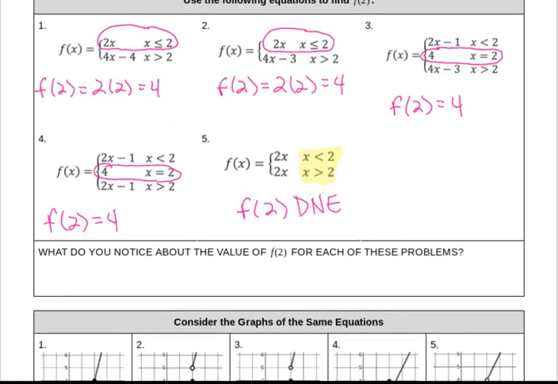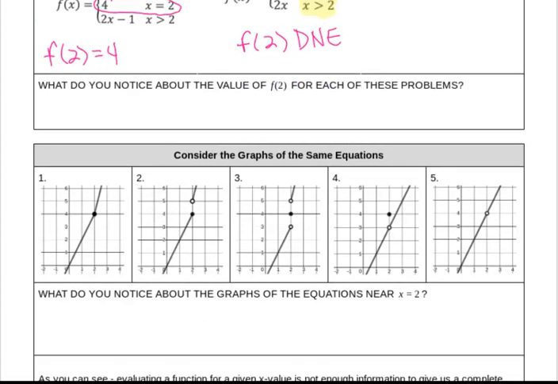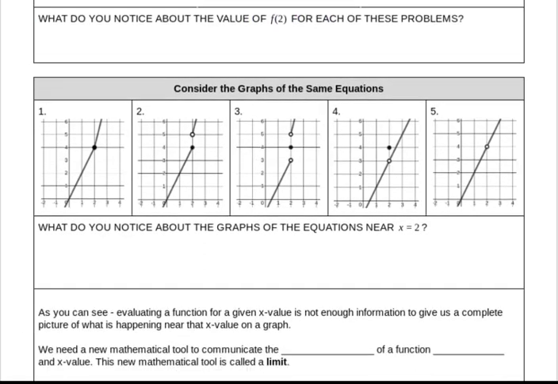So what do we notice? Well, for the first 4, f of 2 is equal to 4. So even though these are all separate piecewise functions and they would look totally different if we were to graph them, we can tell that the function value at 2 is the same for those first 4. So that's a little strange. Let's take a look at these graphs. I'm going to go ahead and highlight really quickly.